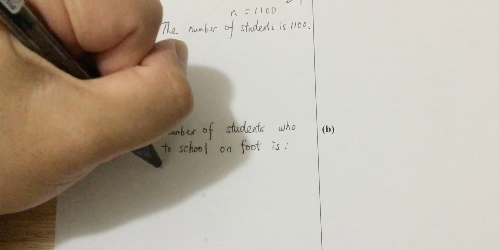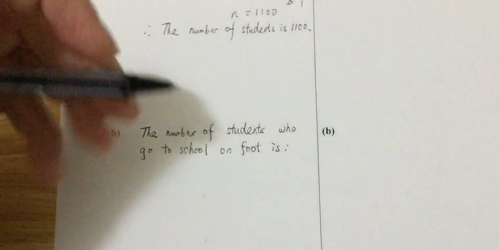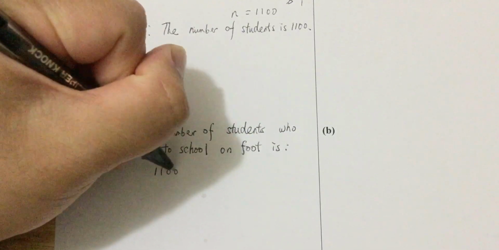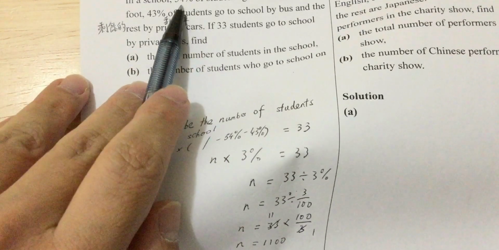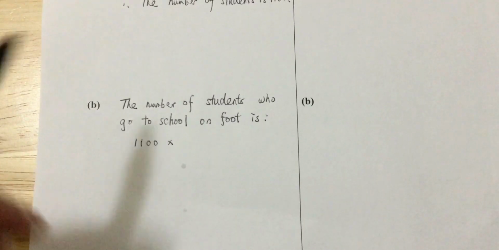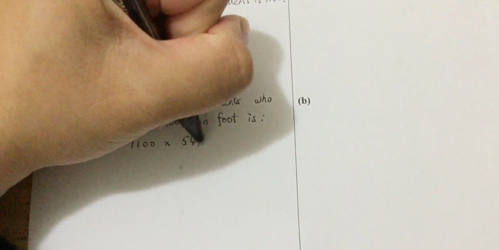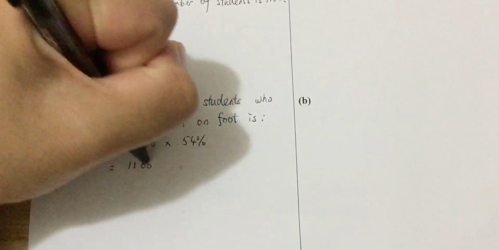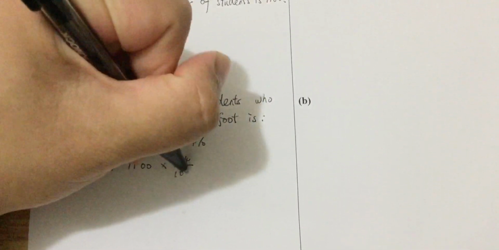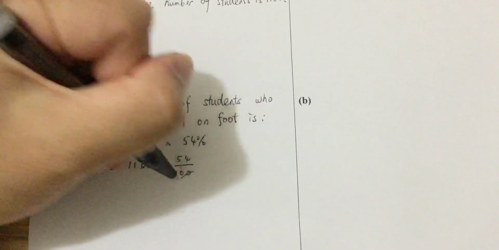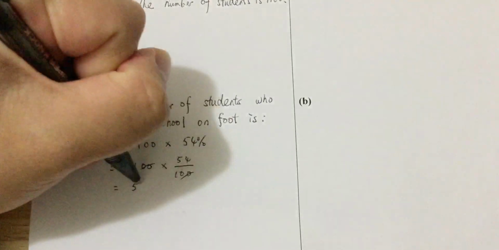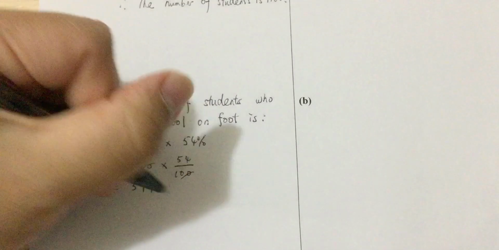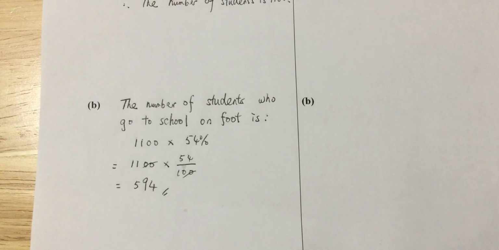Because the total number you calculated for part A is 1,100, so you have 1,100, and then for part B we have 54%. Look at the question. You have 54% on foot, so we will times 54%. So what we can do is 1,100 times 54 over 100. Okay, we do the cancellation, 11 times 54. You will have the answer 594. So the answer is 594 students. Okay, now I pause for 15 seconds for you.